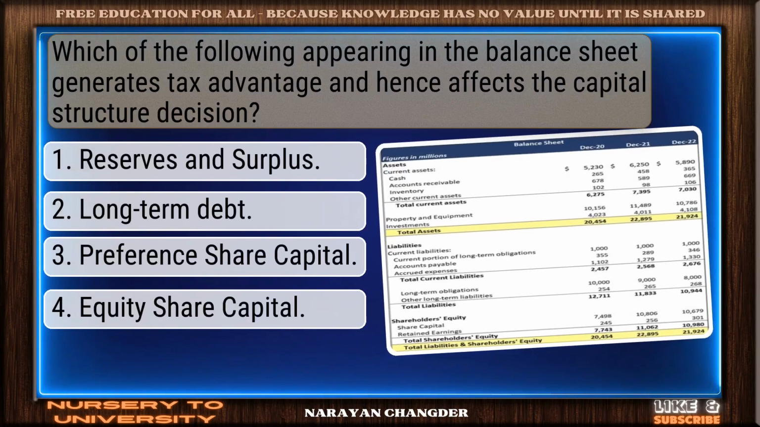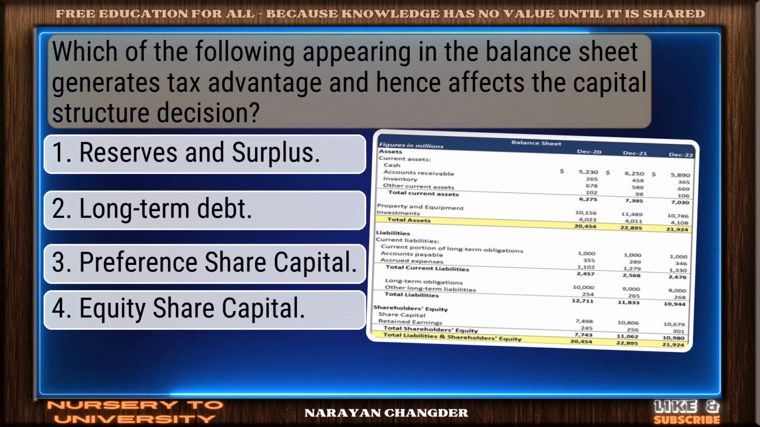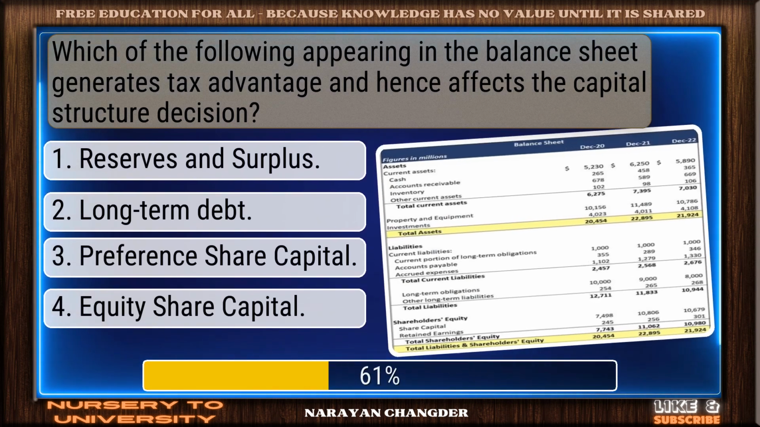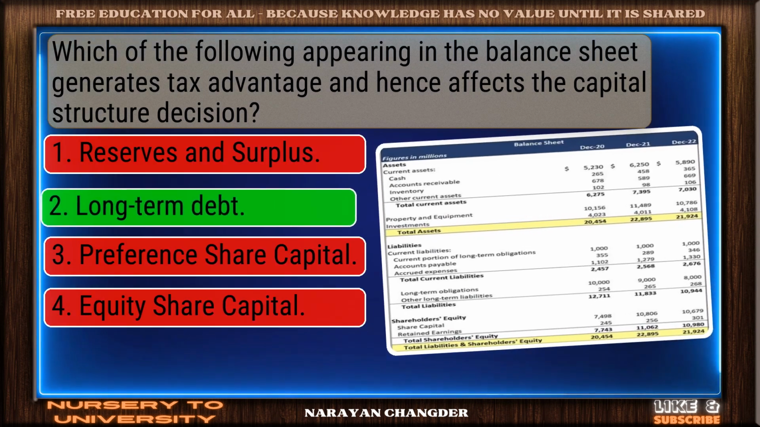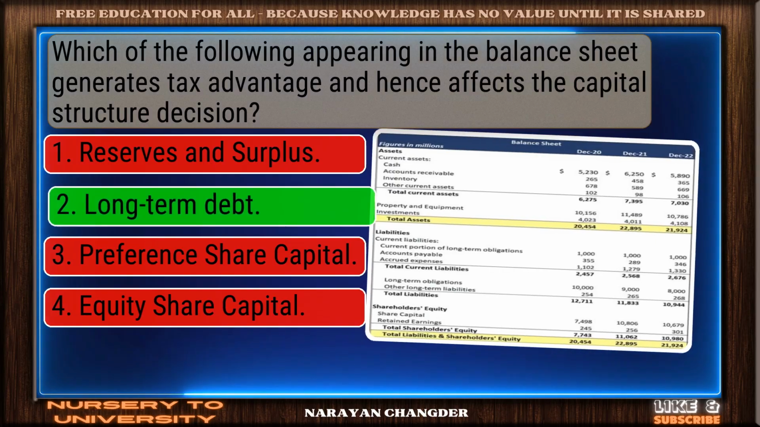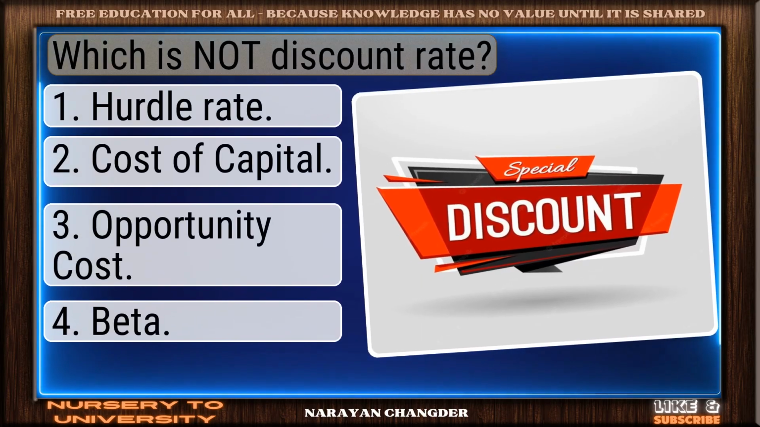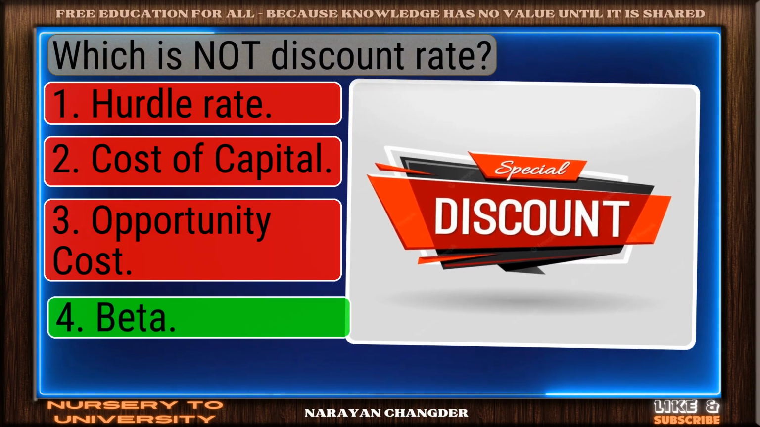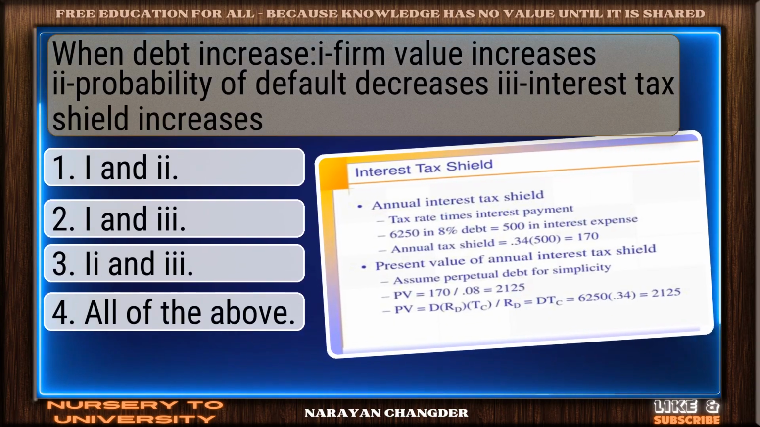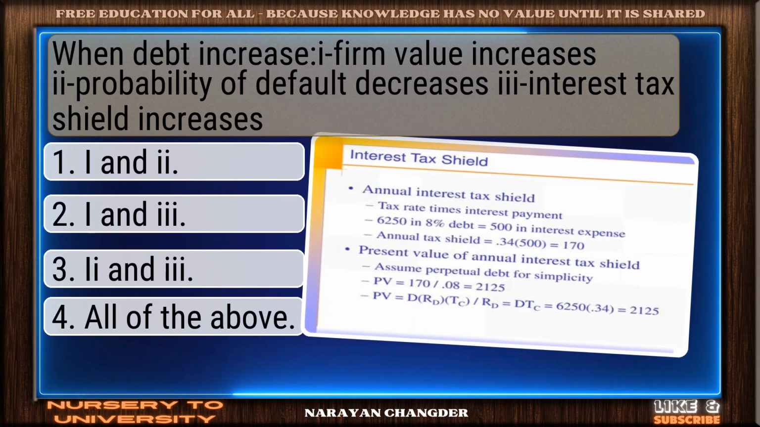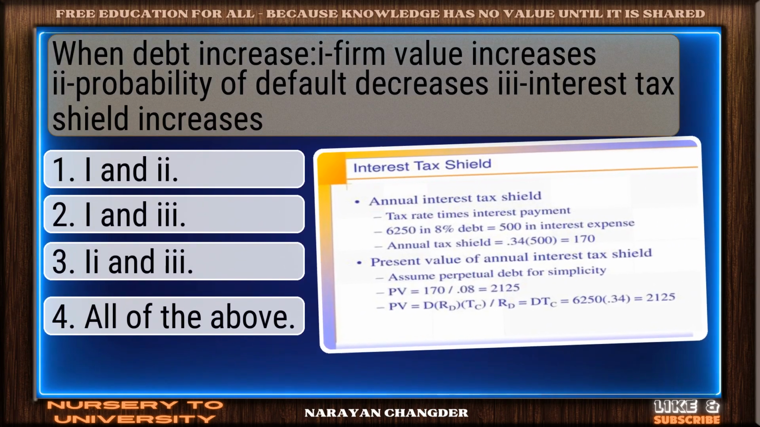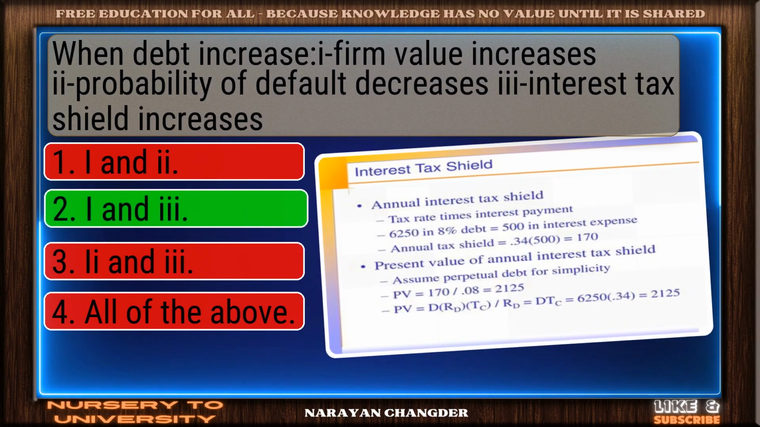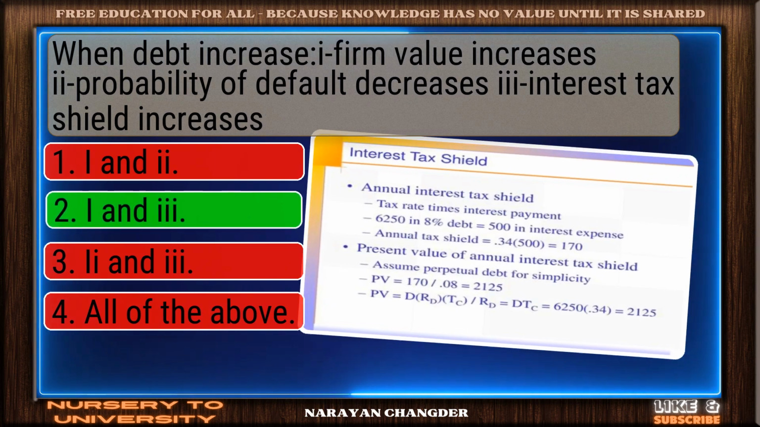Which of the following appearing in the balance sheet generates tax advantage and hence affects the capital structure decision? You're right. Long-term debt is the correct answer, which is not discount rate. On track. Beta is the correct answer. When debt increases, firm value increases, probability of default decreases, i.e. interest tax shield increases. Great thinking. I and E is the right choice.